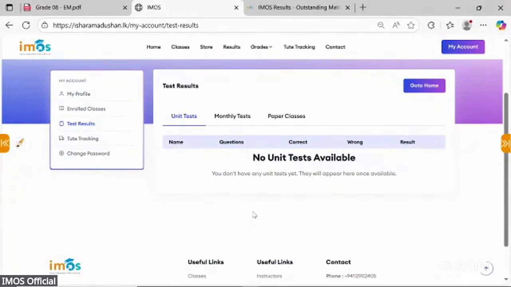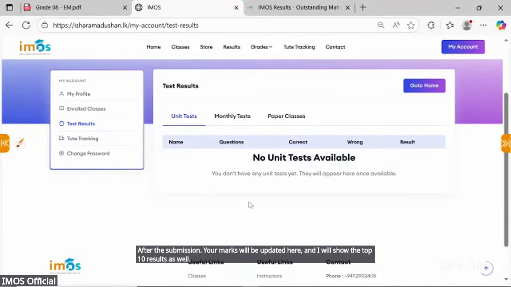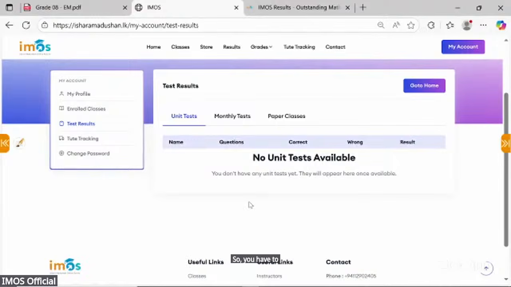After the submission, your marks will be updated here and I will show the top 10 results as well. So you have to try. You have to try to get the highest marks of the class. So you have to learn very properly.